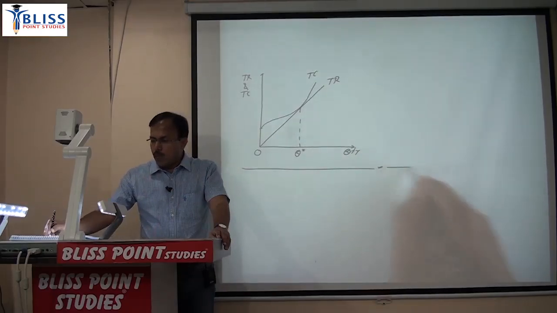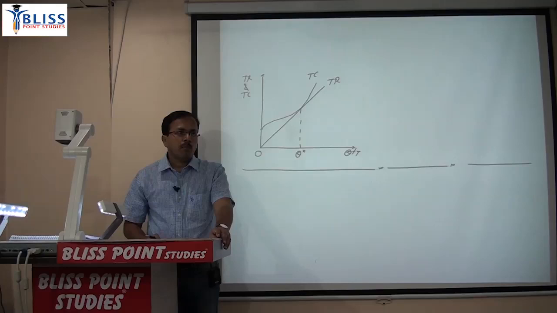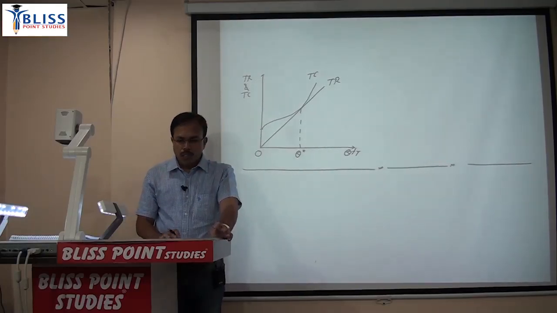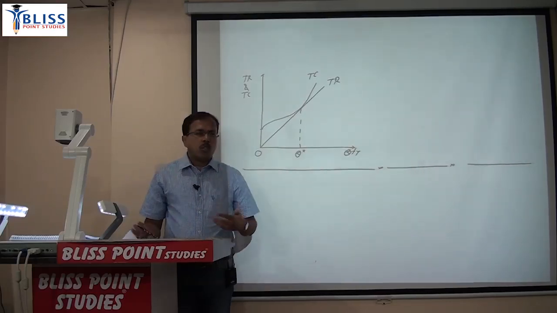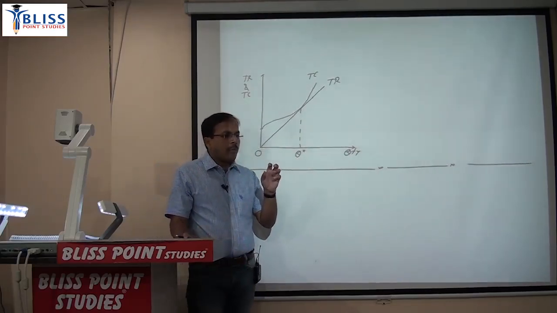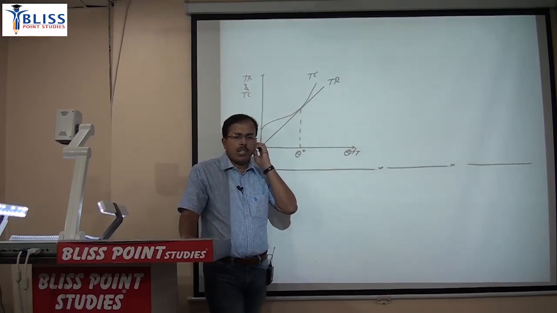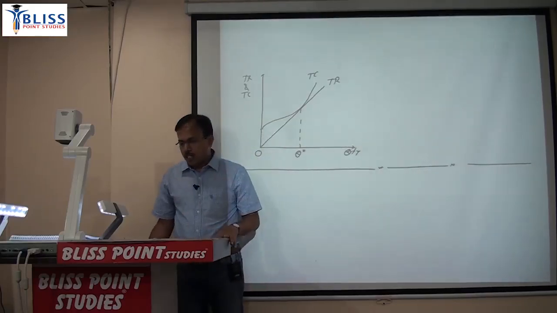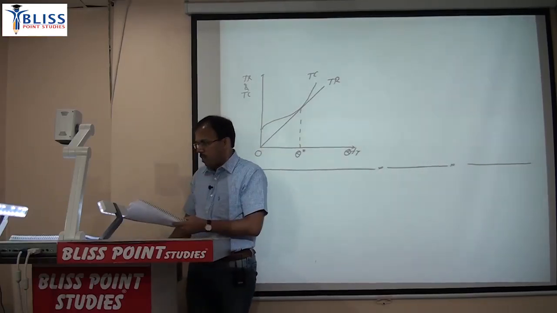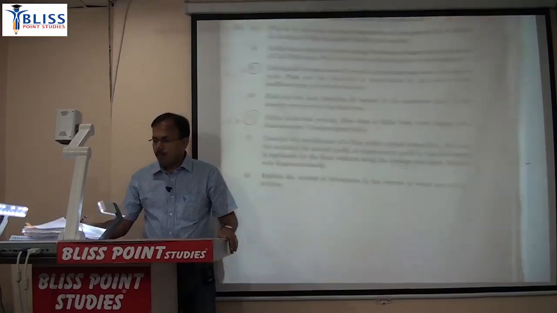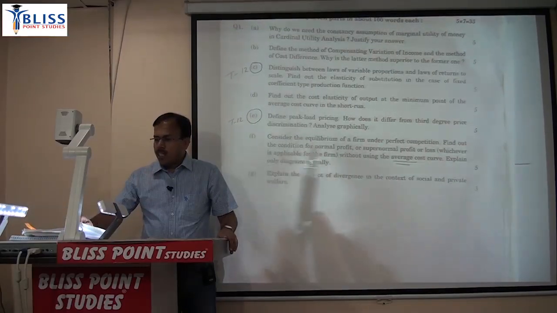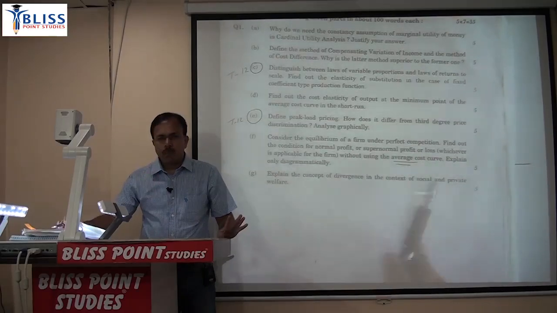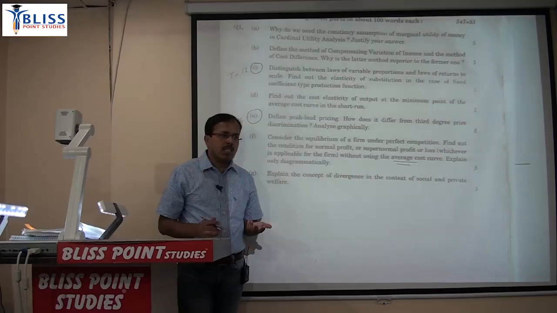So this was your approach number 1, TR and TC, but we have an alternate approach also, and that alternate approach is MR and MC. One point, if the same question, if you replace that word perfect competition by monopoly, then how your answer will be different. In the same question, everything else is same. I just replace that word perfect competition with monopoly. Consider the equilibrium of firm under monopoly. Find out same thing. Again you are using TR-TC approach.